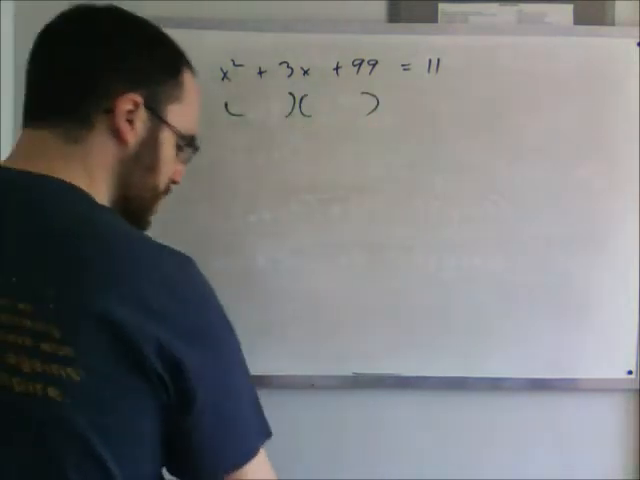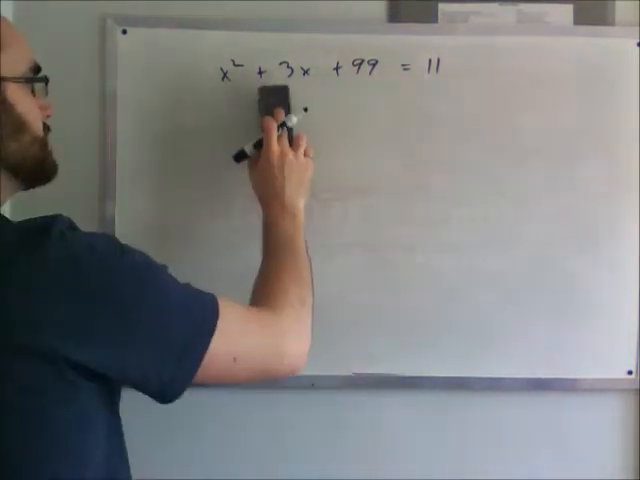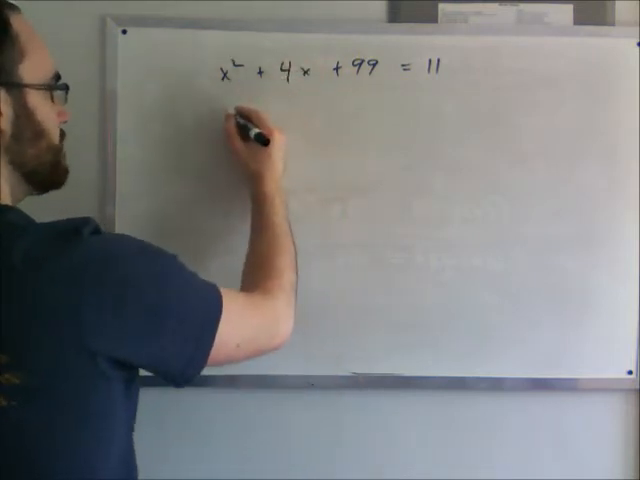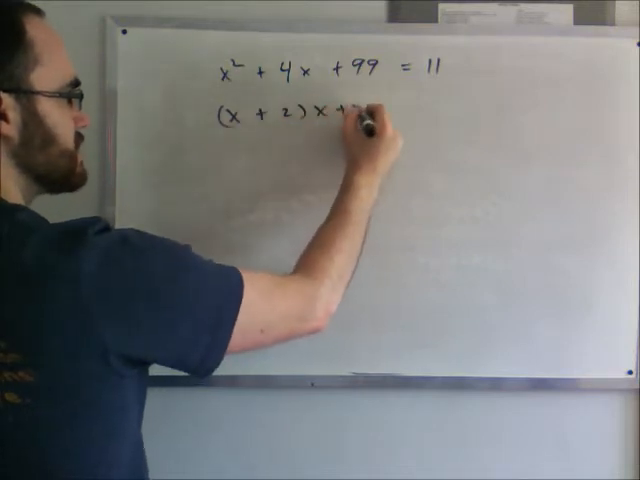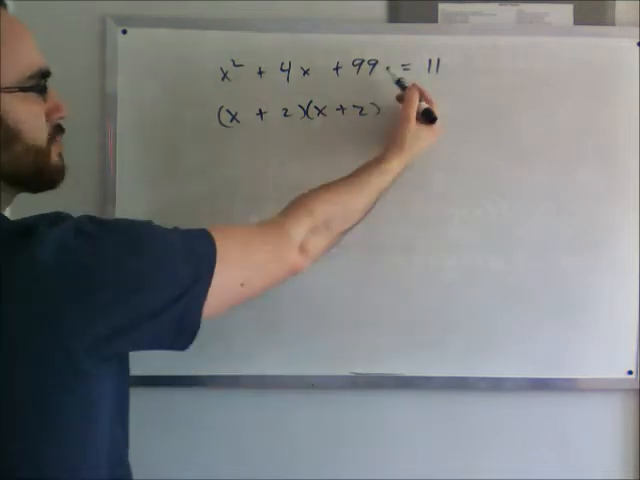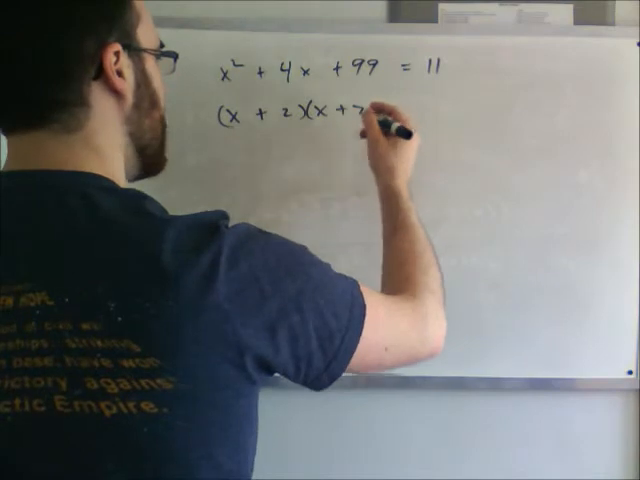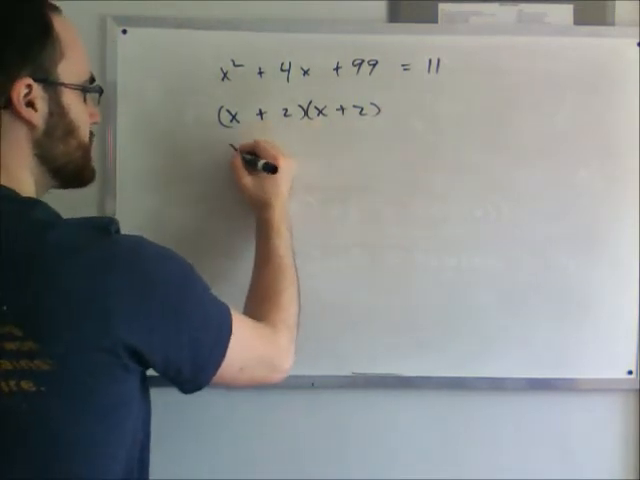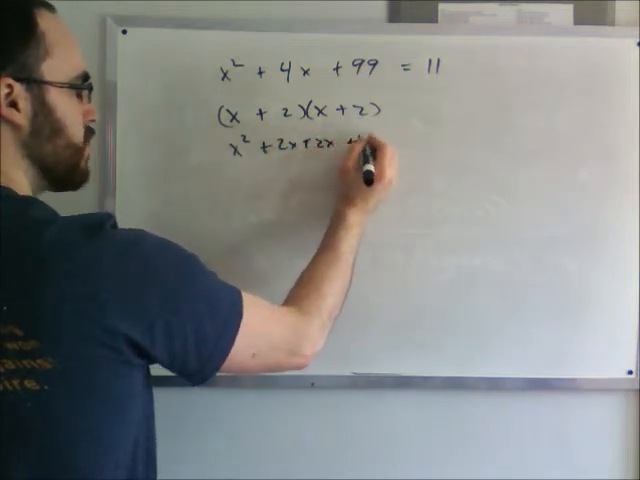So what we need to do here is say, what would be the perfect number to get our two brackets? I'm just going to make this 4 to make it easier for right now. So we'd have to have x plus 2 and x plus 2, because 2x would give us 4x, and that would work. However, we get this 99 here, right? That's not that great. So how are we going to fix that? Well, let's multiply this out and see what it would give us. It would give us x squared plus 2x plus 2x plus 4.